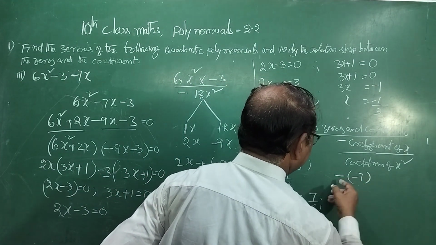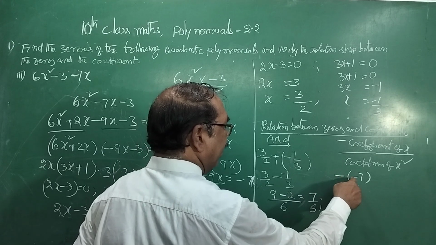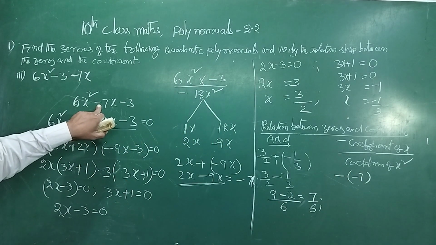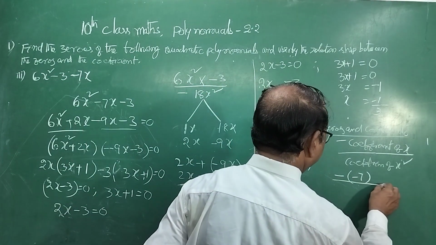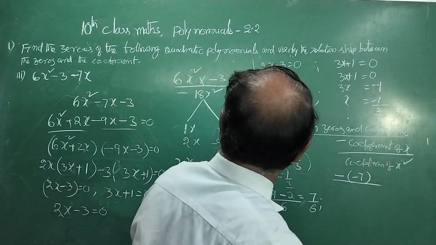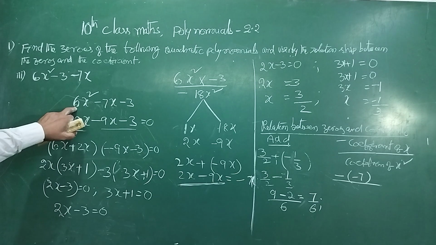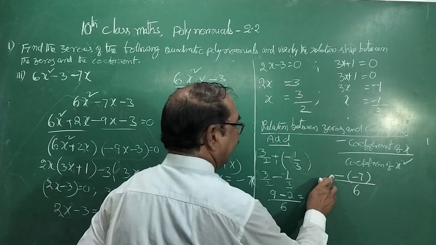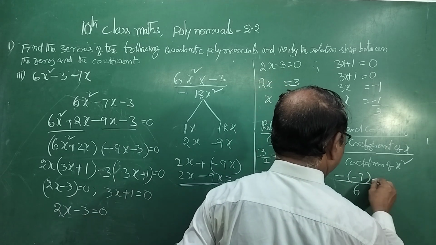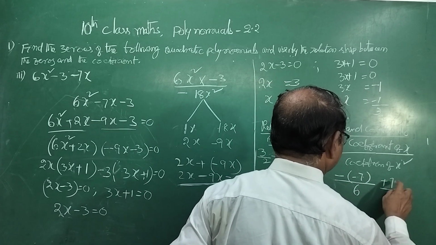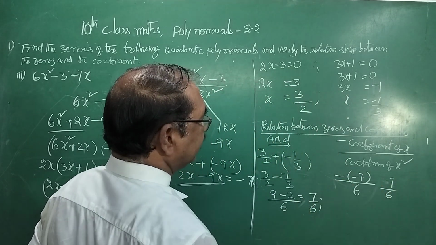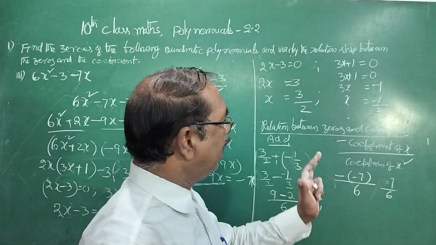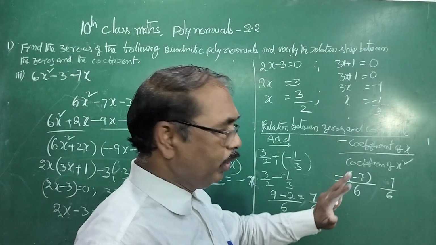You see, this is in the formula, but it is in the polynomial. Minus 7 is the coefficient, by coefficient of x square. The x square coefficient is 6. Now minus into minus gives plus 7 by 6. Here also 7 by 6, when we add these two zeros, as per the coefficients, equal.